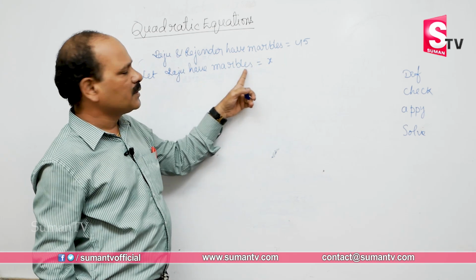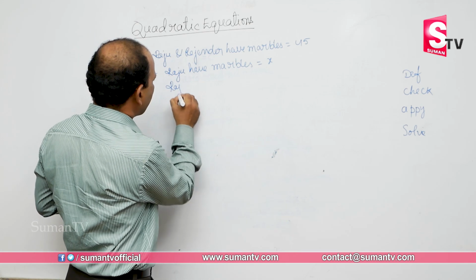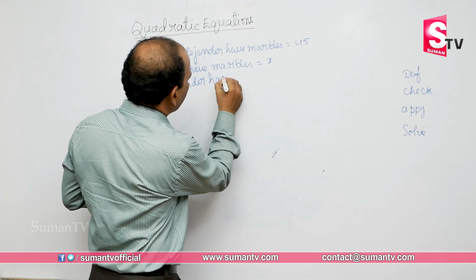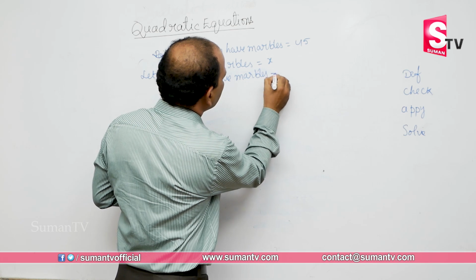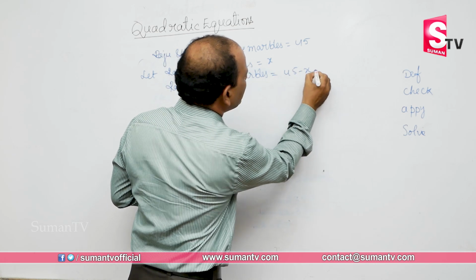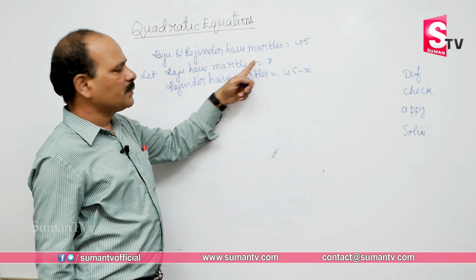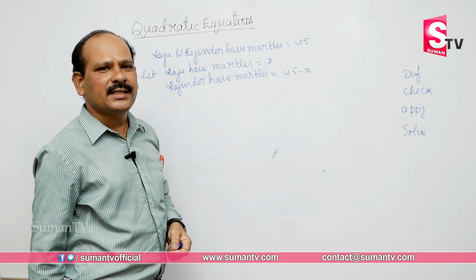Raju is having x marbles, then Rajender has marbles equal to 45 minus x. When we assume Raju has x marbles, then Rajender has 45 minus x marbles.